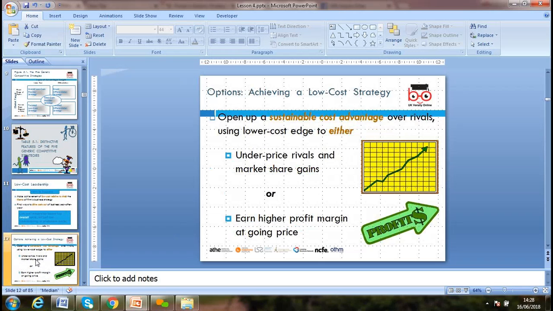So open up a sustainable cost advantage. Sustainable: how can we sustain it? Because if we are known as the lower cost provider, maybe other companies will follow as well. They are outsourcing. For example, Dell makes computers and laptops in different parts of the world to obtain a competitive advantage. So we need to think about how we can do this, by focusing on it.